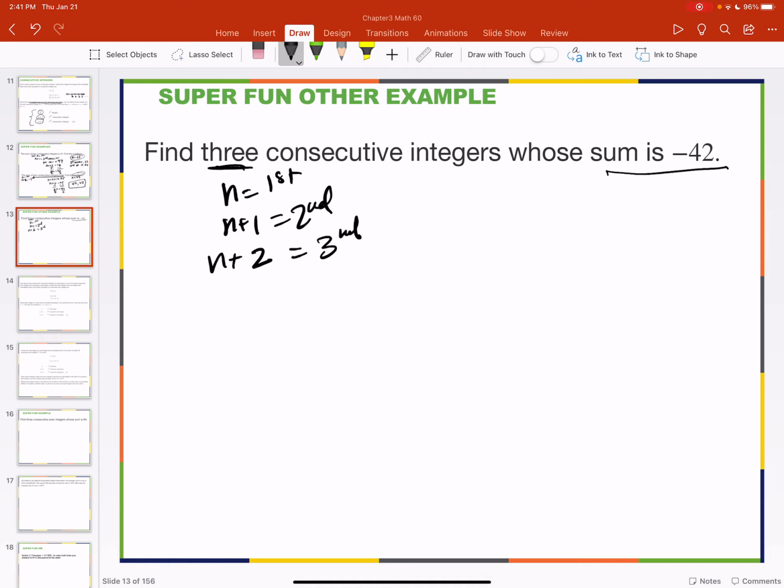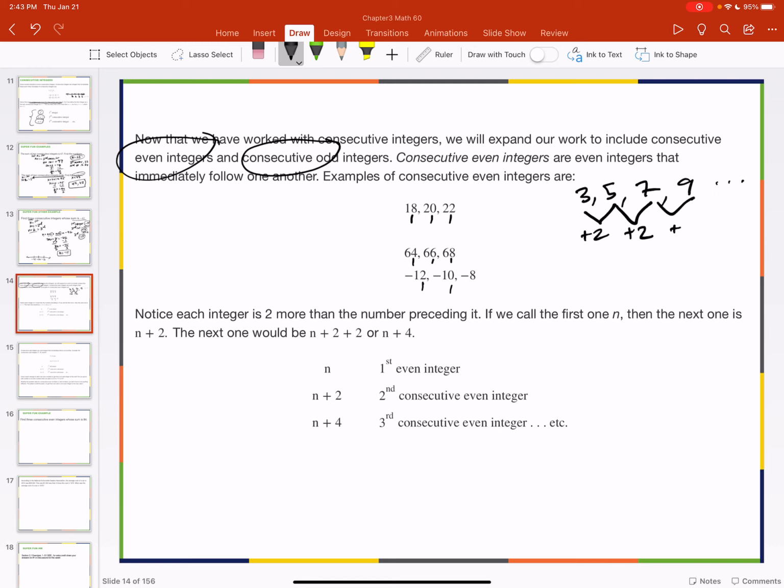Notice how many it takes to go from 3 to 5? I have to add 2. How about 5 to 7? I have to add 2. So 7 to 9, plus 2. Same here, plus 2, plus 2. So you can see that consecutive evens or odds are 2 apart.